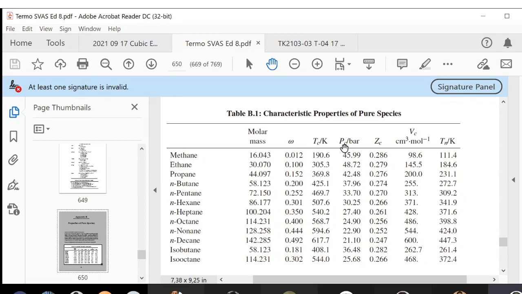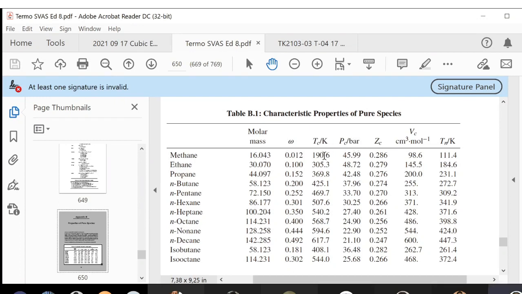The critical pressure in bar, it is 37.96. The other column is critical compressibility. This is critical volume. This is the unit. And there is another one, the N in Kelvin. We just concentrate on this omega, critical temperature, critical pressure. Okay, the unit is over here.